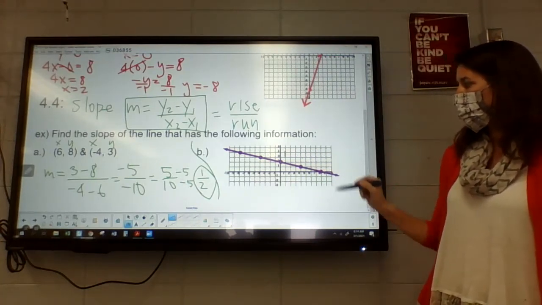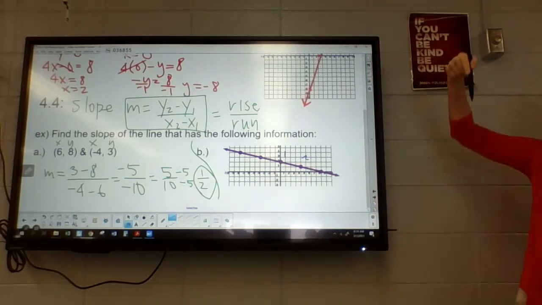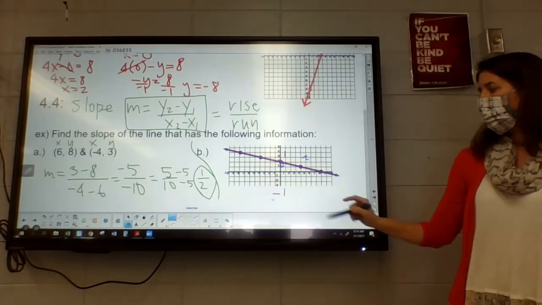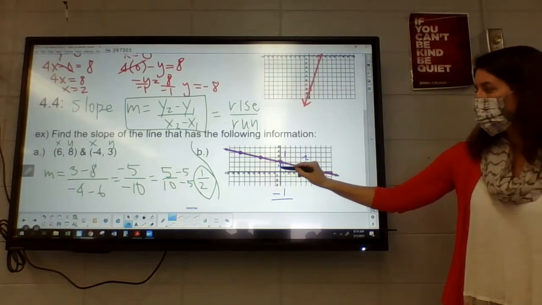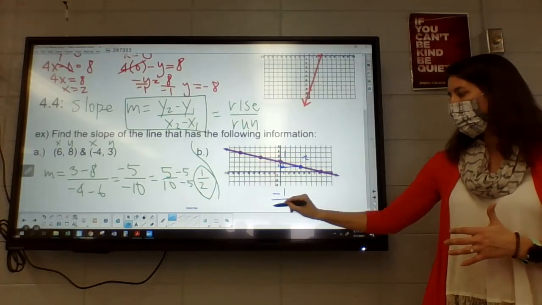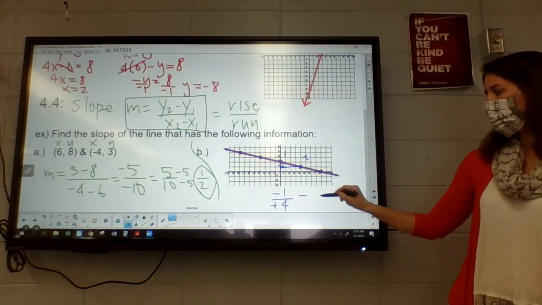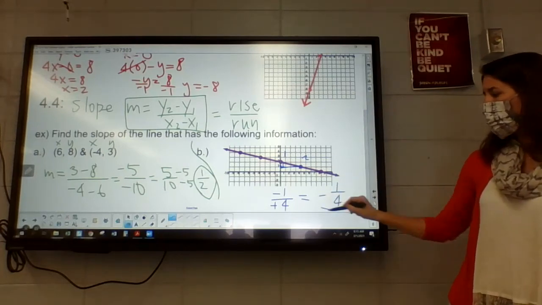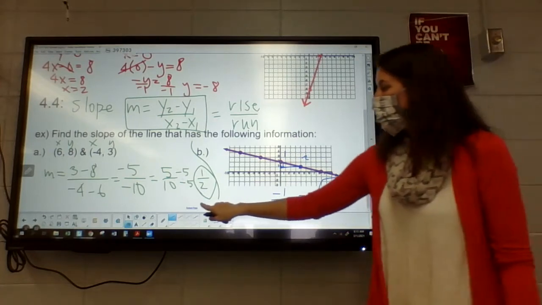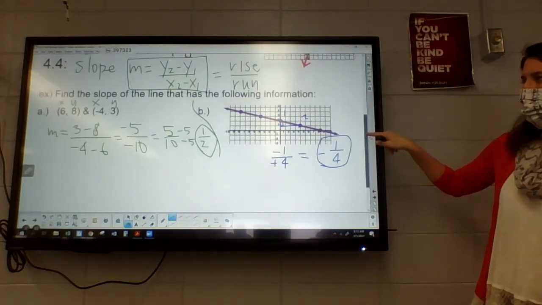So if this is point 1, this is point 2. To go from point 1 to point 2, I have to go down. My rise is down 1. And then I have to go across. I count how many spaces I go, blocks, and I'm going to the right 4. So down 1 and right 4, so it's a negative 1/4 slope. Now, had you picked points that were further apart, you would have had to simplify. So the closer your points are together, the less simplifying you have to do. All right?